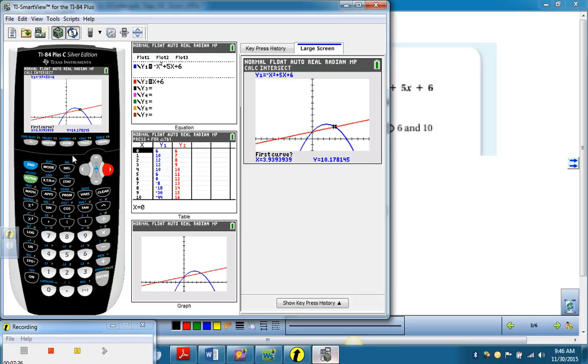I said move to the left and right, but I forgot. We don't really need that for the intersection. We just need to sit on top of the intersection point. It's saying, is that the first curve? Is that equation our first curve? We hit enter. We're sitting right on it.